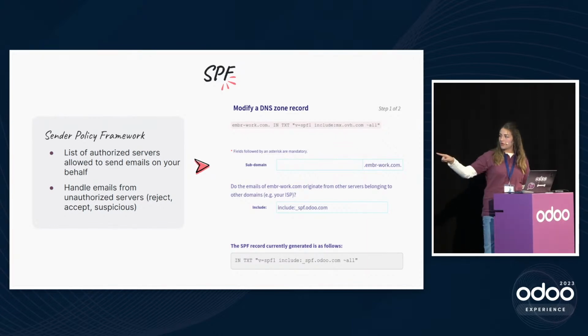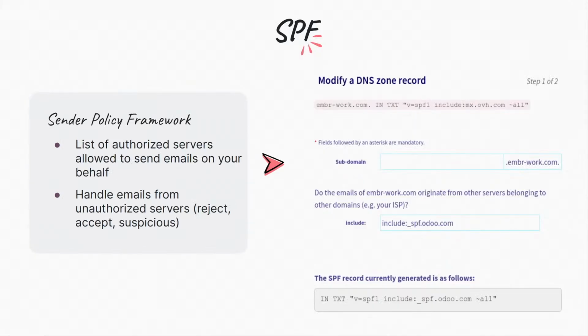So another tag will be the "all", and you will see something very important is the little symbol before the "all". You can have a minus, you can have a plus, and you can have this one, the tilde, meaning that you have several policies for your SPF record. It can be strict, soft fail, or neutral. Here I choose the soft fail, meaning that if my email doesn't pass the SPF checks, it's still accepted, but marked as potentially suspicious.